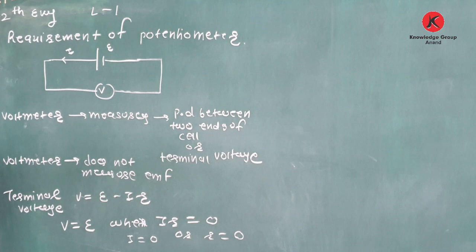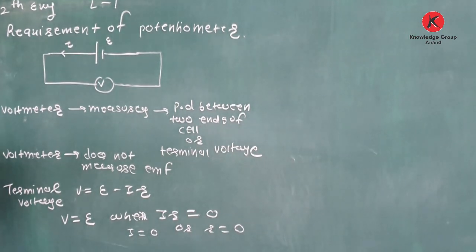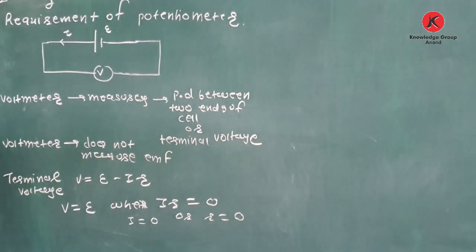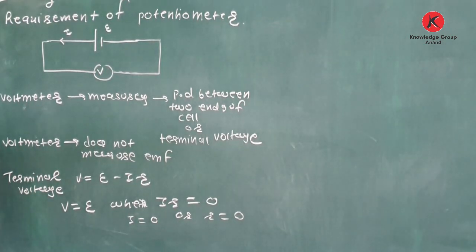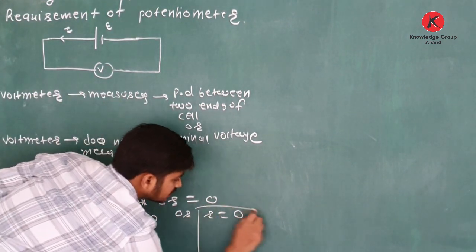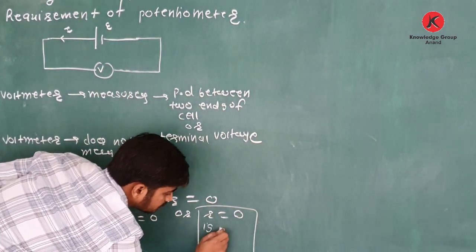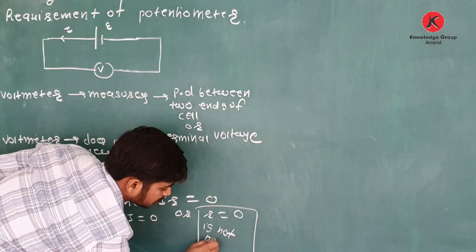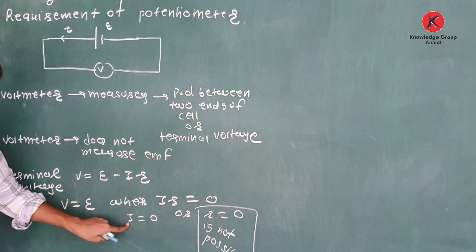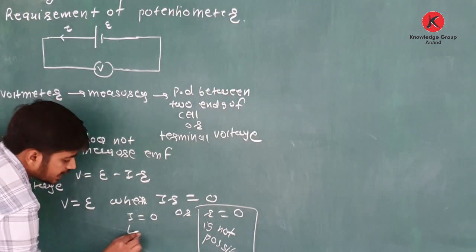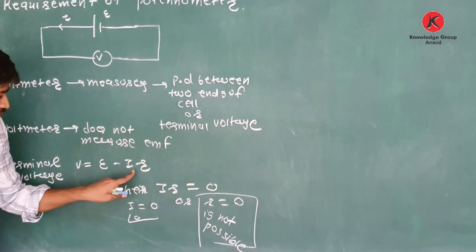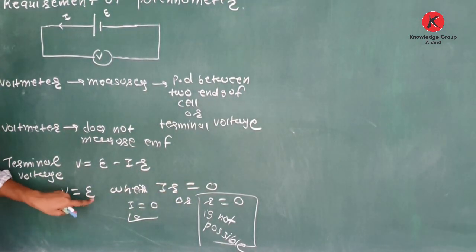But internal resistance of a cell being 0 is not possible. Each and every cell has some resistance. So what we will do? If I take I equal to 0, then Ir becomes 0, and if Ir becomes 0, then V is equal to E.